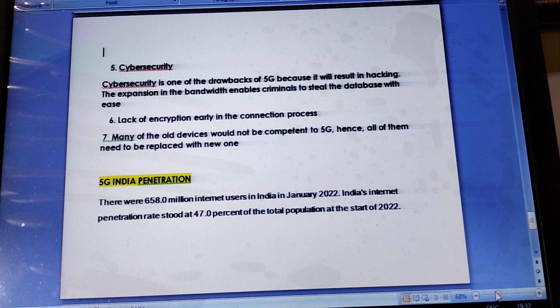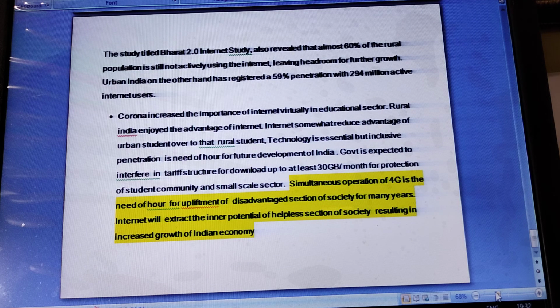Another is the most important part of this presentation. There were 658 million internet users in India in January 2022. India's internet penetration stood at 47% overall, and as per a study titled Bharat 2 Internet, 60% of the rural population is still not active users, while urban India has 59% penetration. So urban India has virtually around 60% active users, and rural India 40%.